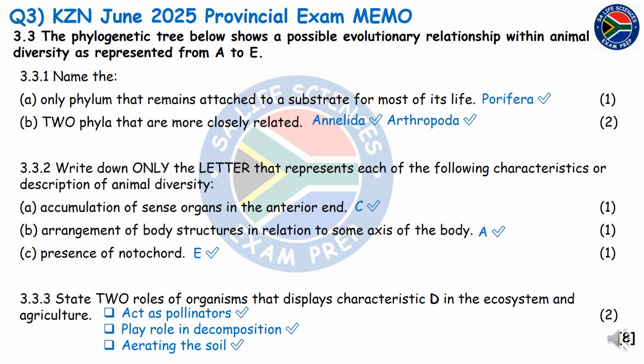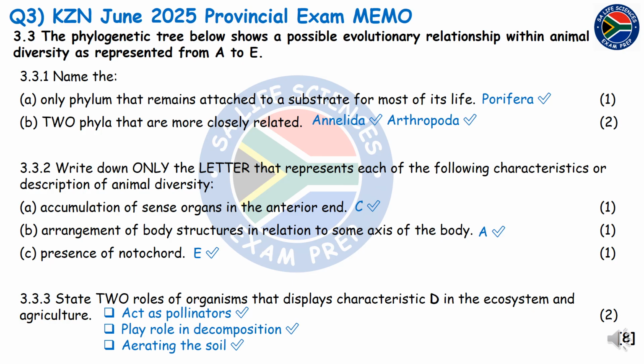3.3.3. State two roles of organisms that display characteristic D in the ecosystem and agriculture. Two roles of those organisms could be that they act as pollinators. So insects, for example, are animals that can act as pollinators. They play a role in decomposition. So this would be animals such as worms. They also aerate the soil, so they do this by burrowing through the soil.